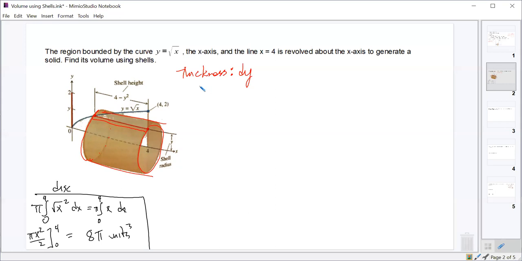Okay. The height of the shell, in this case, is from the edge of this out to the line x equals 4. So the whole thing is 4. We've gone over x from the y-axis. So the height should be 4 minus x. But since we have to do it in terms of y, we know that x is y squared, so it becomes 4 minus y squared. Does that make sense on the height?